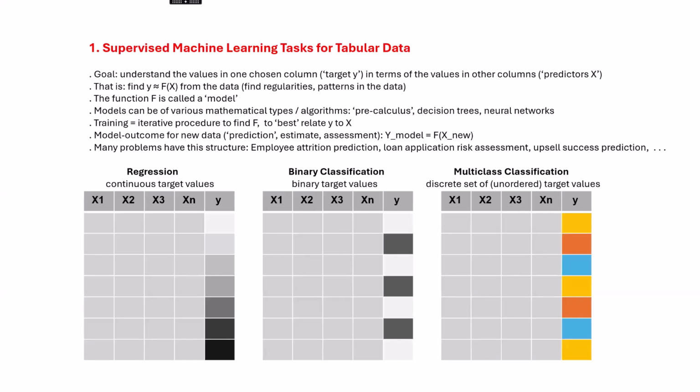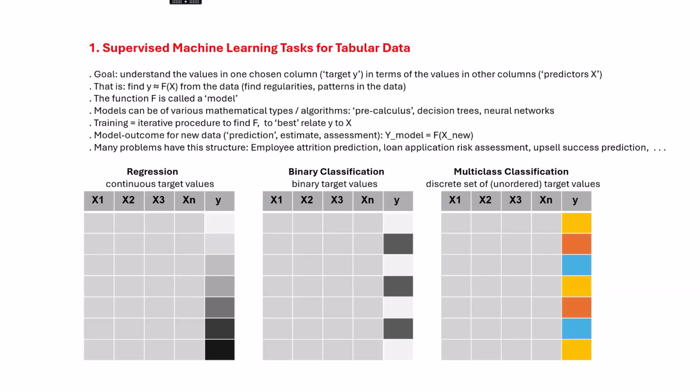Once you have this function f and you get new data, you could input the predictor values of the new data into the function f, and the model would tell you, for instance, if this loan has a high risk of being defaulted on, or whether this employee is likely to leave, or something like that.